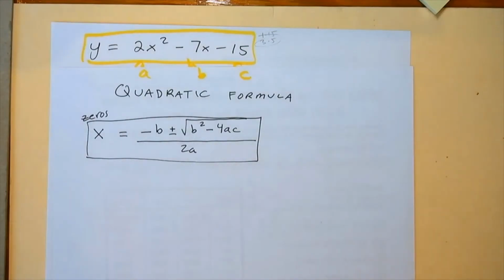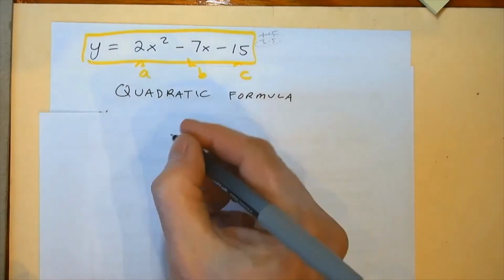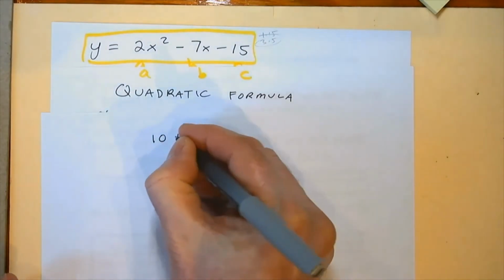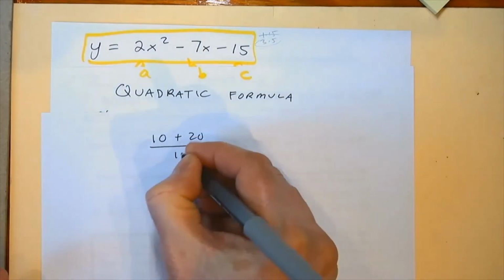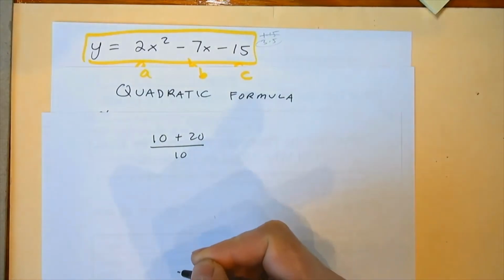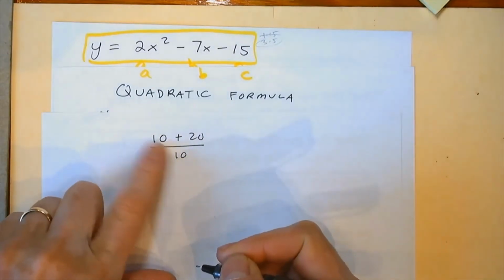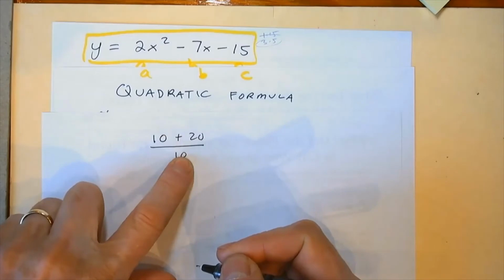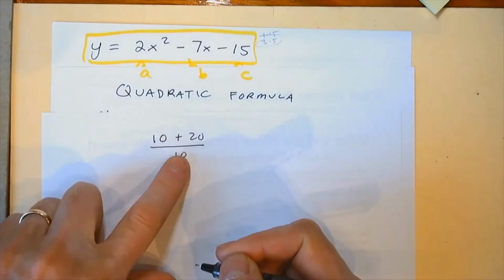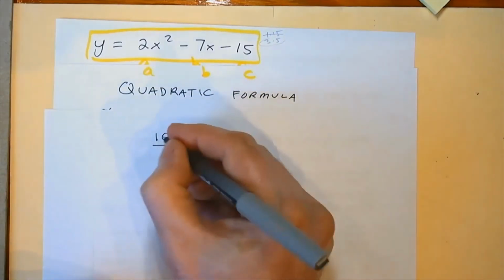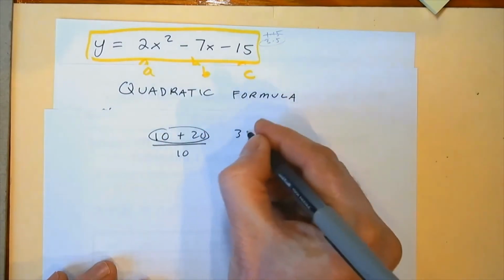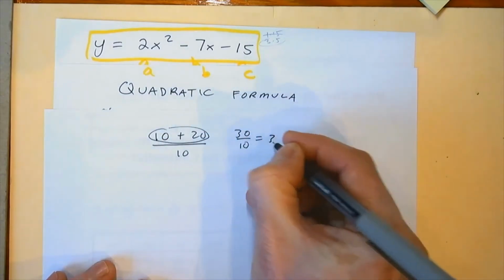Like, let's try it with this one. Okay, and I'm just going to put a little sign in here before I get to the end of this. If I wrote 10 plus 20 all over 10, are you allowed to cancel that? Are you allowed to divide? No, dividing takes care of multiplying. This is an addition problem. Isn't this 30 over 10, which is 3?